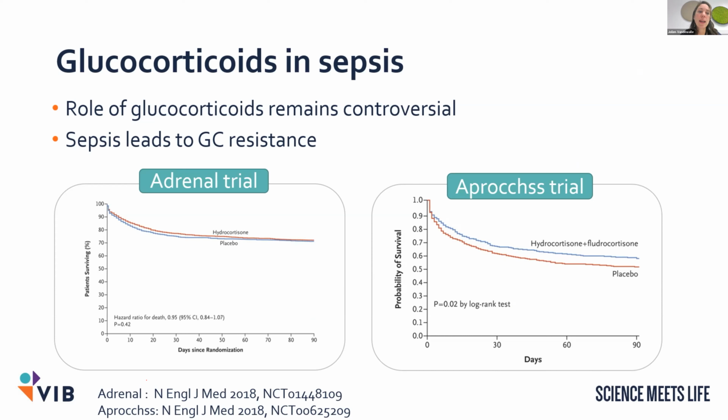There are many clinical trials evaluating the role of glucocorticoids in sepsis, and in 2018, there were 2 very large clinical trials evaluating the role of glucocorticoids in sepsis. The first trial, the ADRENAL trial, did not show any effect of glucocorticoids in sepsis, whereas the second trial, the APROCCHSS trial, could show some effect with glucocorticoids, albeit the biological relevance was also rather small. In general, it's now accepted that we can say that sepsis leads to a glucocorticoid resistance.